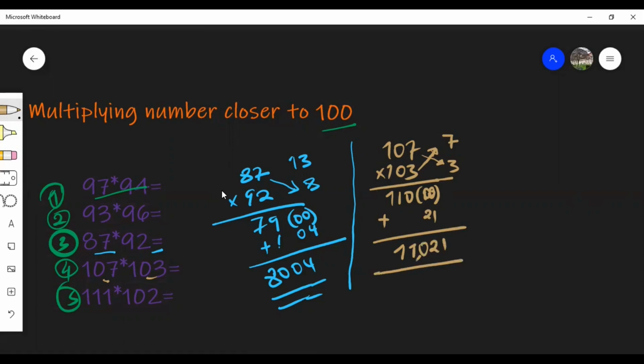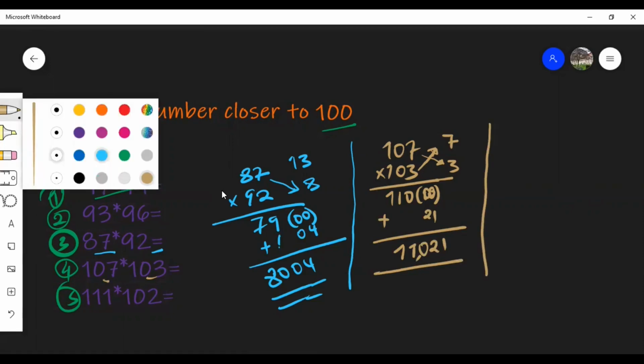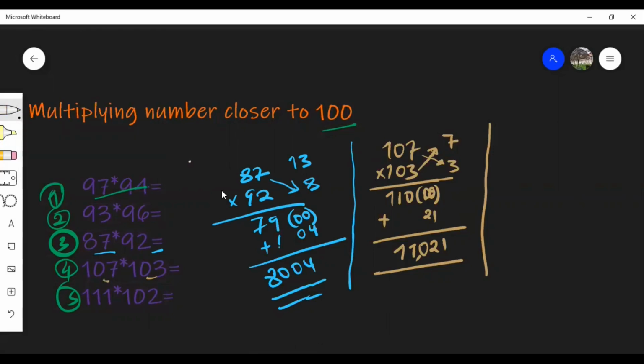11,021. Easy, no? Very easy stuff. So let's try using another pen here and do the last question. So this was question 3. This was question 4. And this was 5. So let's try with 5.